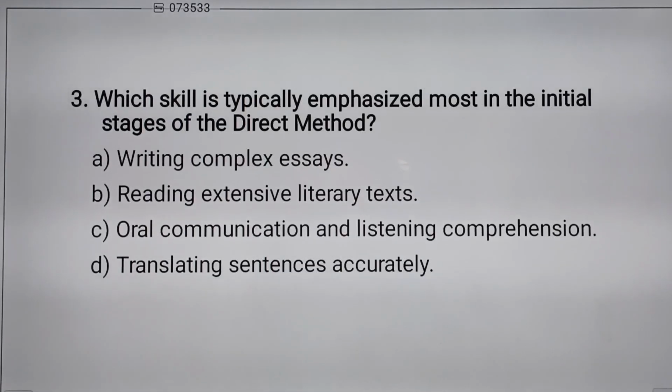Next, which skill is typically emphasized most in the initial stages of the direct method? A. Writing complex essays. B. Reading extensive literary texts. C. Oral communication and listening comprehension. D. Translating sentences accurately. The right answer is C. Oral communication and listening comprehension.